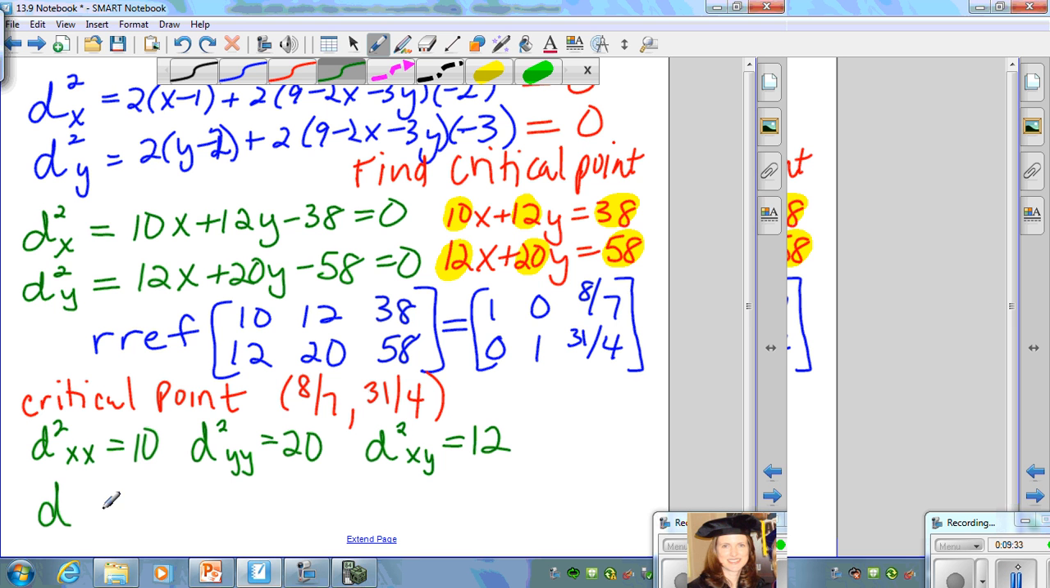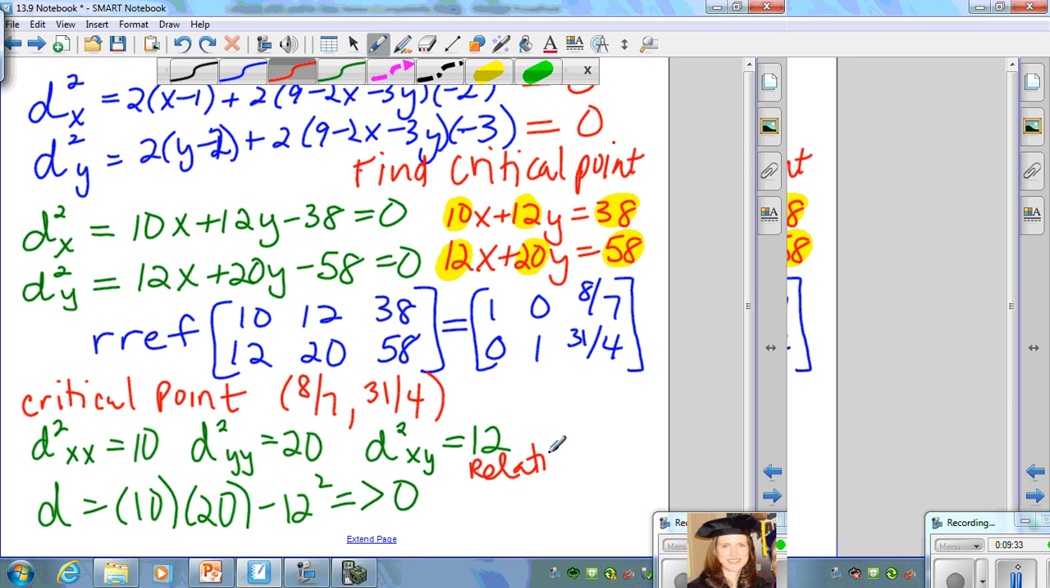The D is found by multiplying 10 times 20 minus 12 squared, and that is going to be greater than 0. It's 200 minus 144, so that is definitely greater than 0. D is greater than 0, and the partial derivative with respect to x and x again is also greater than 0. So that means we do have a relative minimum by using the second partials test. Looking at the sign of this and also looking at the sign of this, we can determine that this point does give you a minimum distance squared.